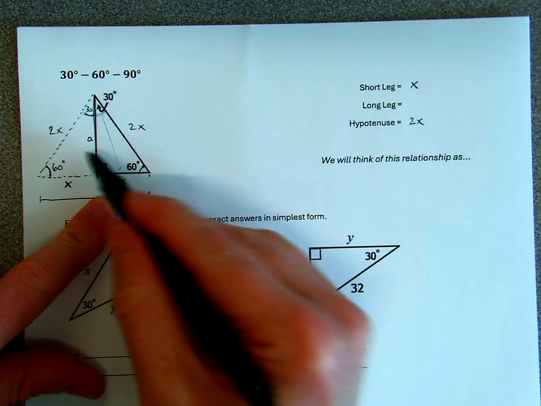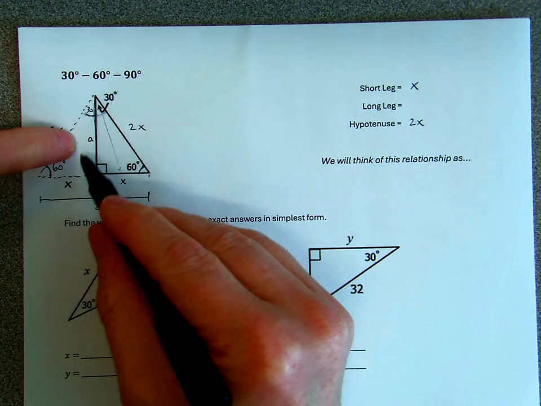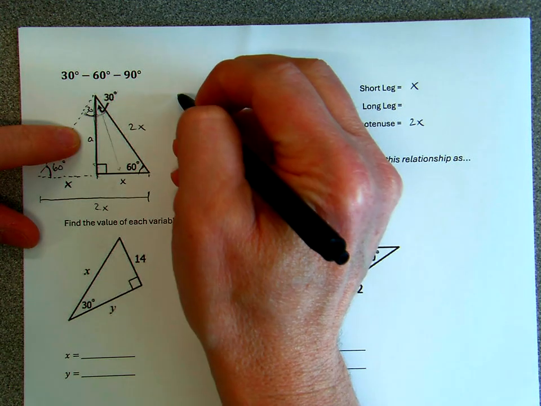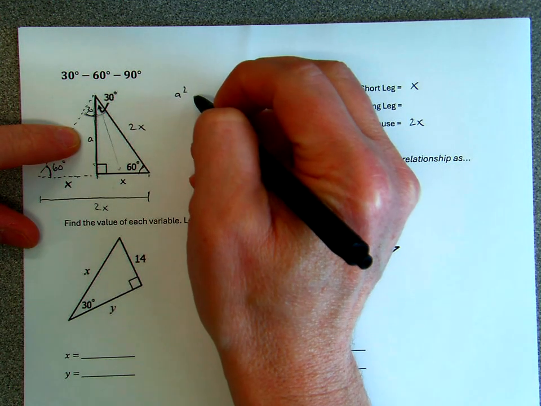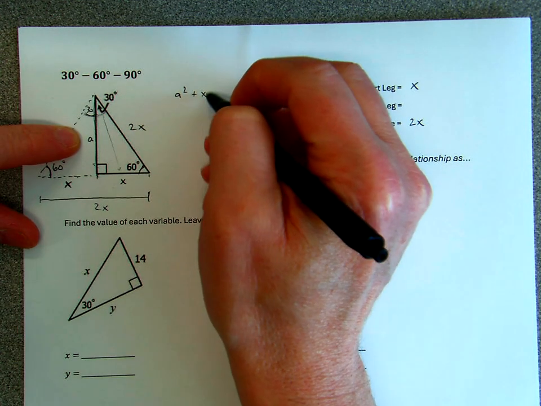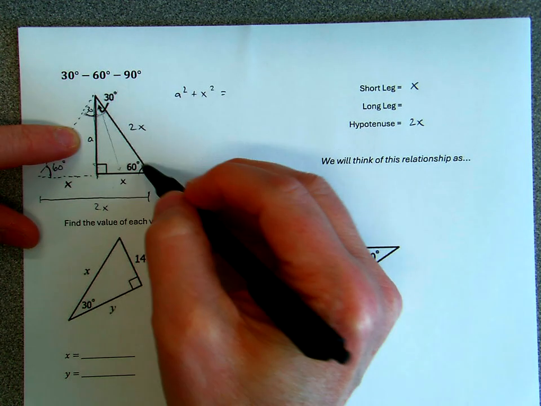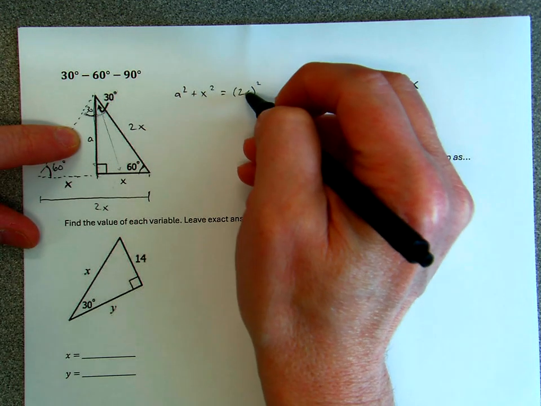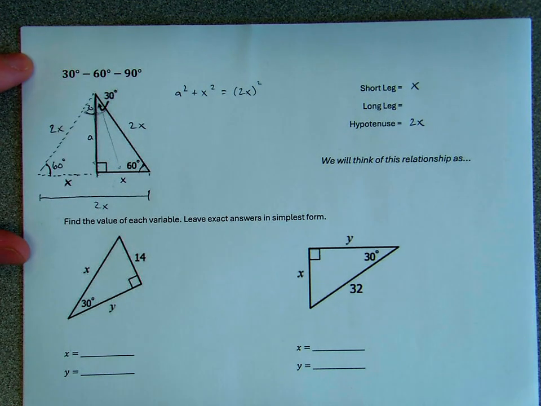It's the long leg that we haven't justified yet. But we're getting there because we know that we can use Pythagorean theorem to relate this. So we can say a squared plus b squared, which in this case is x squared, equals c squared, but c is 2x, right?